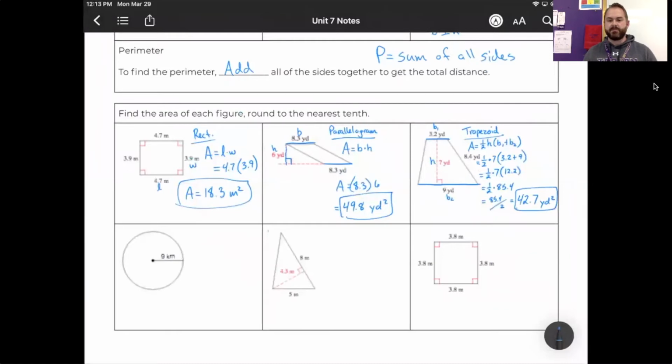I'm going to have you pause the video and I want you to try these bottom three of the table on your own. Okay, we've got a circle, a triangle, and then a square at the end. I want you to pause the video, try and work these out using those formulas. Okay, you've got your formulas above on the page. And then when you're ready to continue to check your answers, go ahead and push play. If you need more time, keep the video paused. Otherwise, this is what you should get.